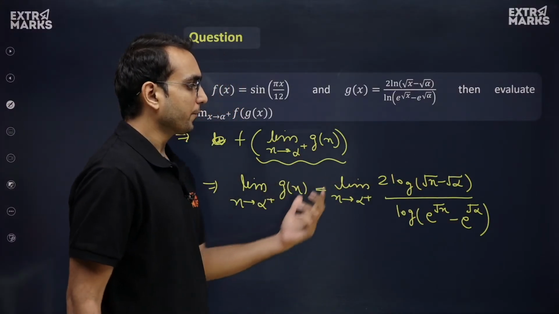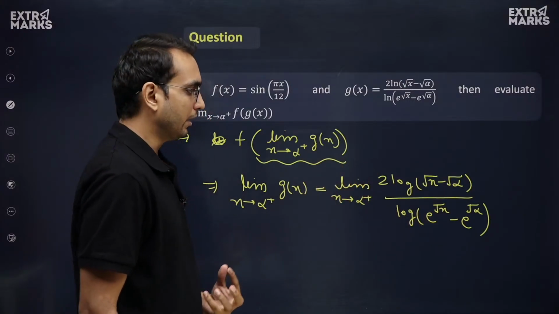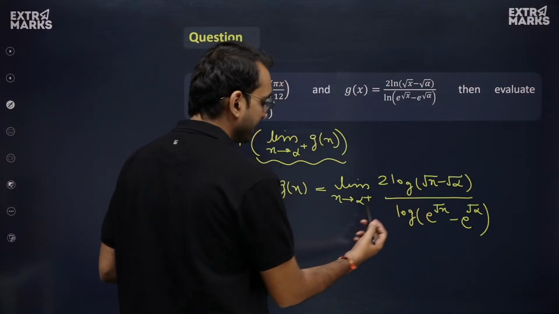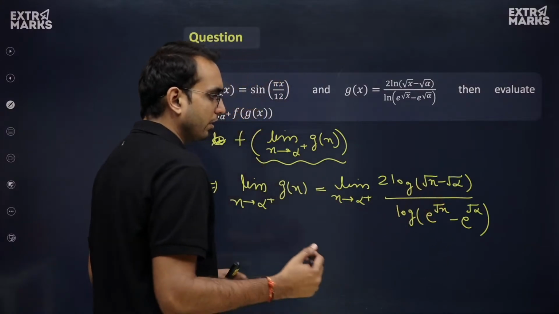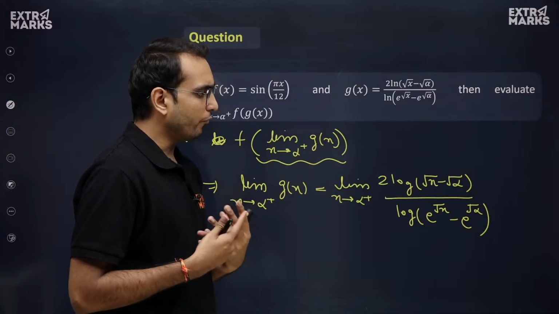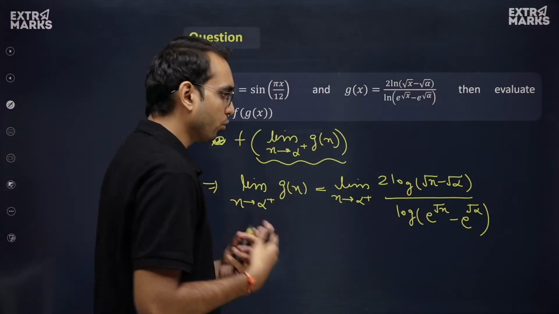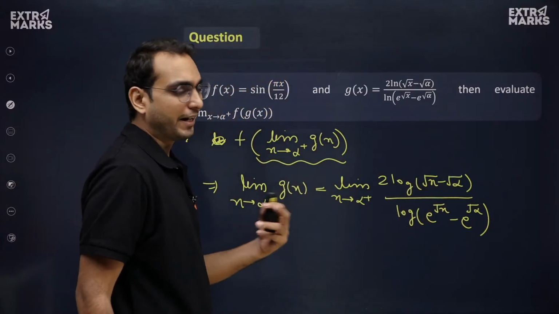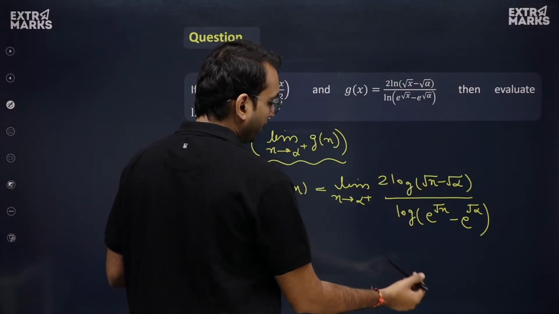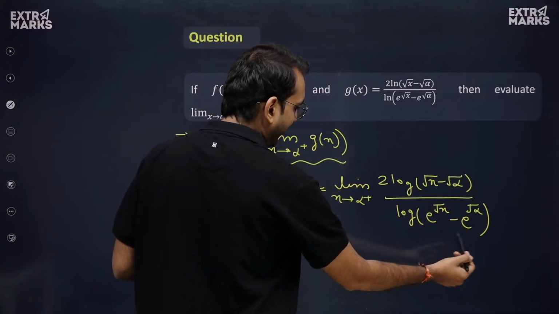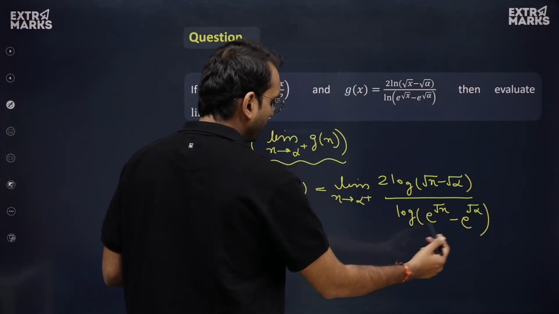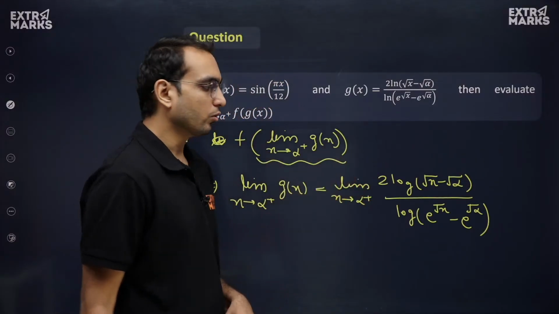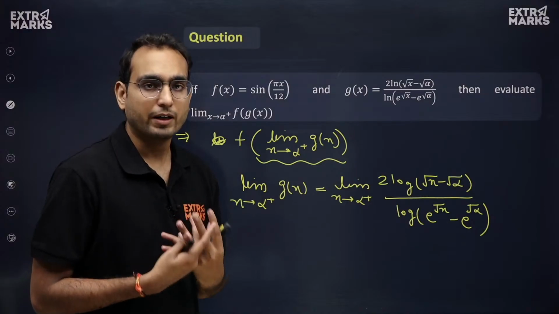First let me see what indeterminate form this is becoming. Is it 0 by 0 or infinite by infinite? Let's see. So when I put x as alpha plus, root of alpha plus will be a value which is just greater than root of alpha. So it will be approximately 0. Log of approximately 0 is minus infinite. So this is minus infinite. Now this expression will again be approximately 0. So log of 0 is minus infinite. Minus minus gets cancelled. So this expression is basically infinite by infinite.